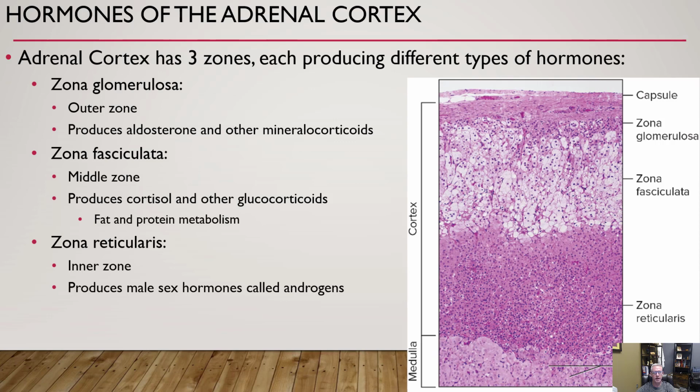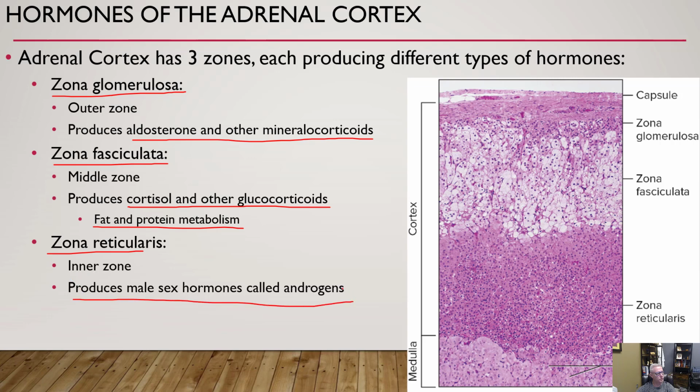Looking at the cortex, we have three different zones or areas that produce different hormones. We have an outer zone called the zona glomerulosa, and that's going to produce aldosterone and mineralocorticoids. We have a middle zone called the zona fasciculata, and that's going to produce cortisol and other glucocorticoids. That's going to be used for fat and protein metabolism. And we have an inner zone called the zona reticularis, and that's where your sex hormones, male sex hormones or androgens, are going to be produced.